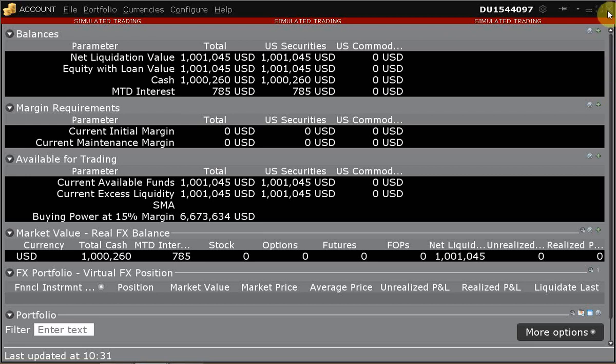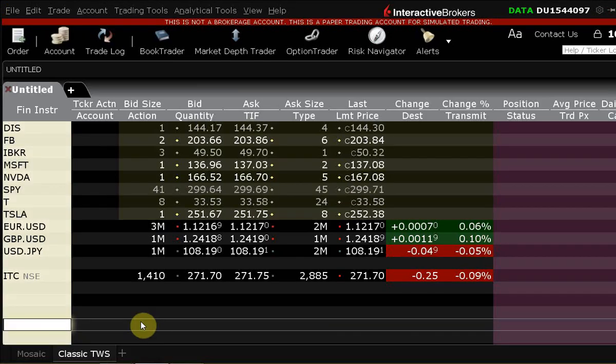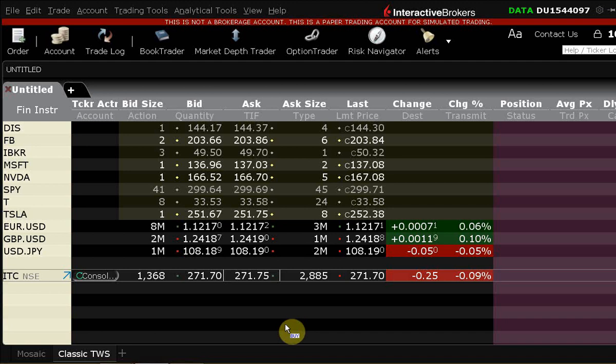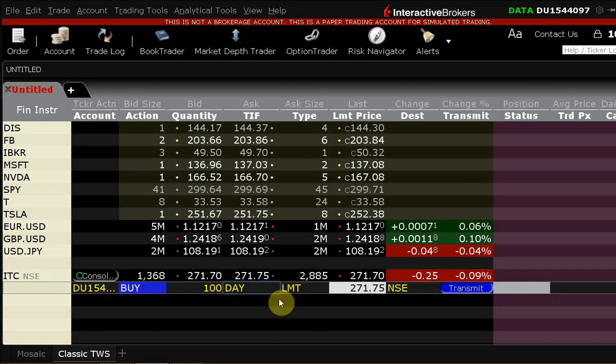There must be a position somewhere, I think. Anyway, suddenly he decides that he is very bullish on ITC, and he decides to enter a market order and buy.